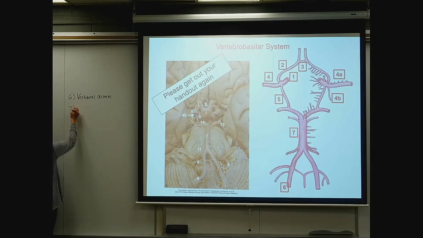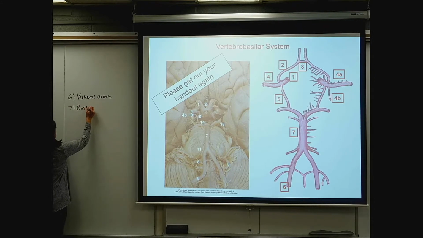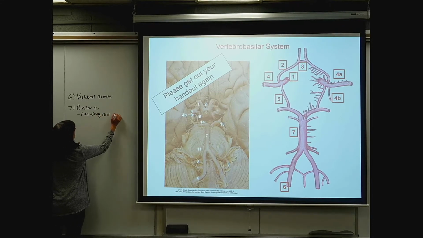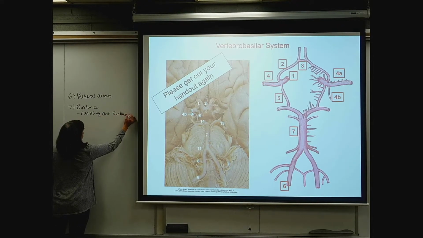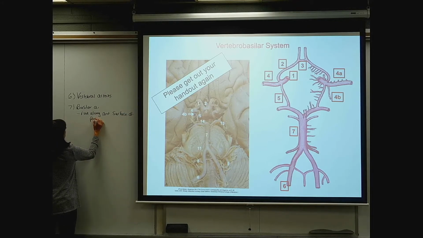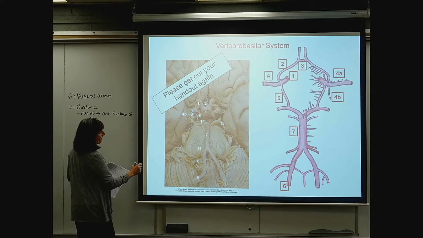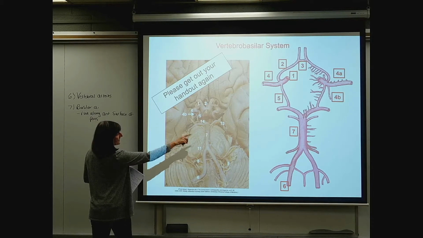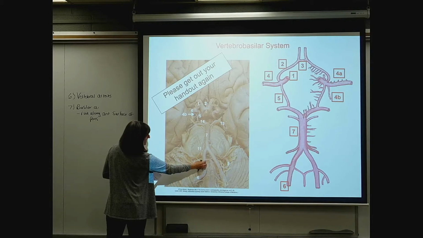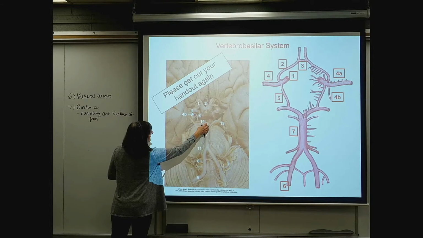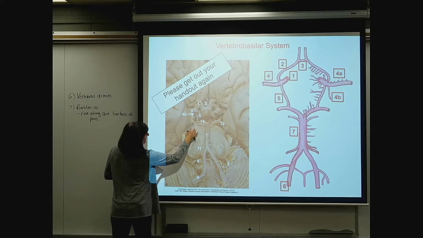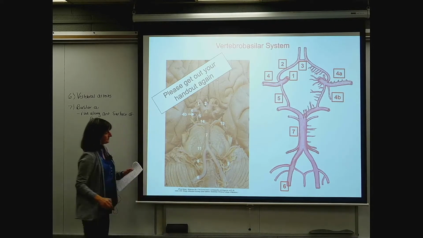So that 7 is the basilar artery. And that is going to run along the anterior surface of the pons. So just to let you know, that's where it is. So here we have it on that diagram over here. And here we have our vertebral arteries coming up here and fusing, and here's our basilar artery. And you can tell this area under here is the pons.